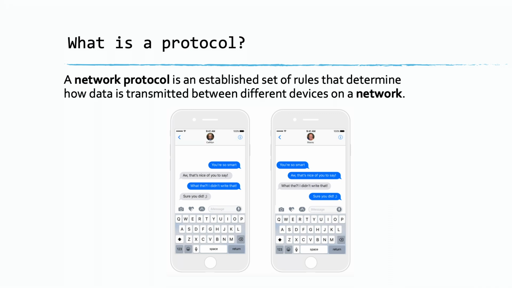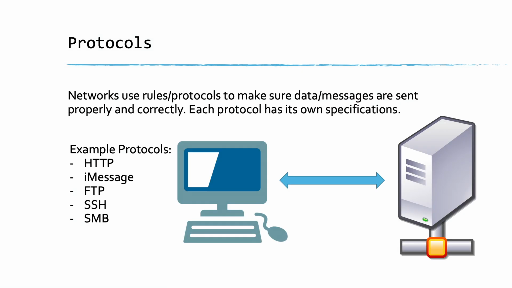So what is a protocol? A network protocol is just a set of rules that determine how data is transmitted between different devices. If you're sending a picture versus logging into a service or sending a password, these are all different protocols. If you're using Wi-Fi, that's a different protocol. Or if you're using encryption, these are all different ways of sending data. Networks use these different rules to make sure data and messages are sent the way they want. Each protocol has its own rules or specifications.